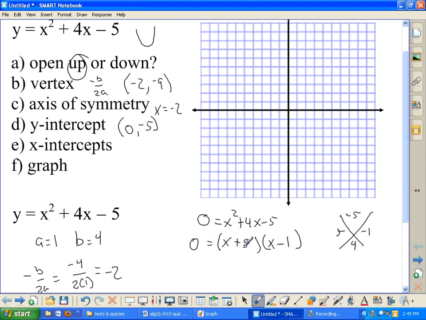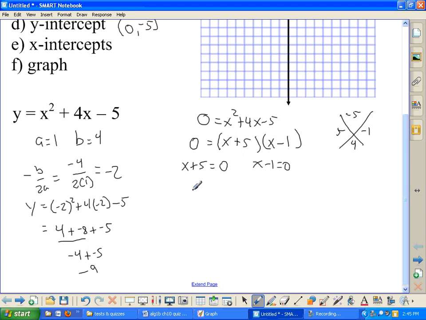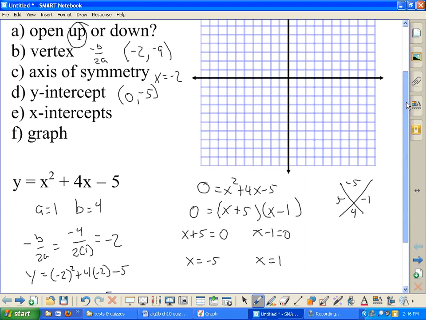Zero product rule says we can set each of those equal to 0 and solve for x. x plus 5 equals 0, x minus 1 equals 0, and then we get, subtracting 5 from both sides here, x equals negative 5, adding 1 to both sides here, x equals 1. So this gives us our x-intercepts at negative 5, 0, and positive 1, 0.